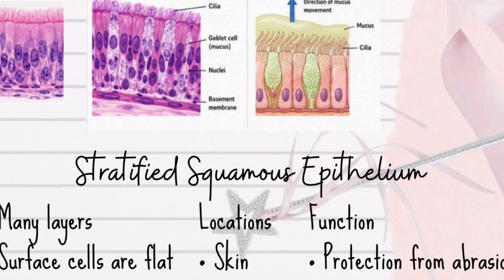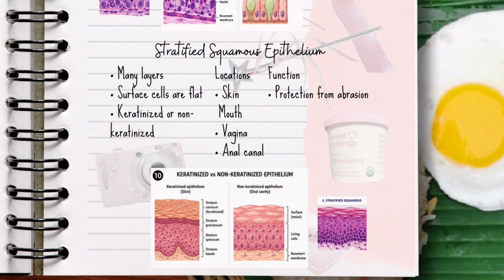But some parts of the body need more protection than a single layer of cells can provide. If you look at your skin, you'll notice that it protects you from scratches, friction, heat, and harmful microorganisms every single day. A single layer of cells wouldn't be enough to handle all of that. That's why the outer surface of the body is covered by stratified squamous epithelium.